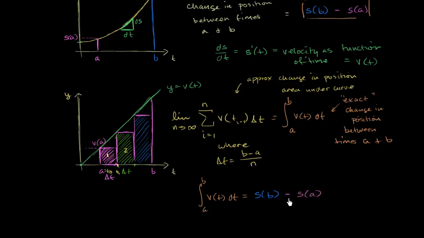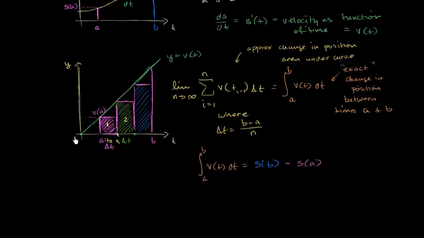where, let me write this in a new color, where s of t is, we know v of t is the derivative of s of t, so we can say where s of t is the antiderivative of v of t. And this notion, although I've written it in a very non-traditional way, I've used position and velocity, this is the second fundamental theorem of calculus.